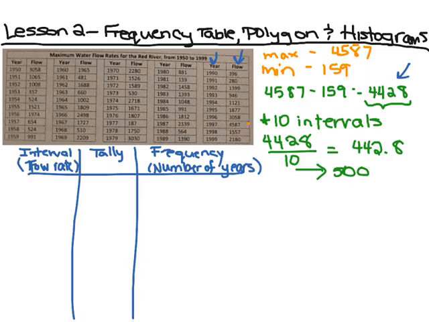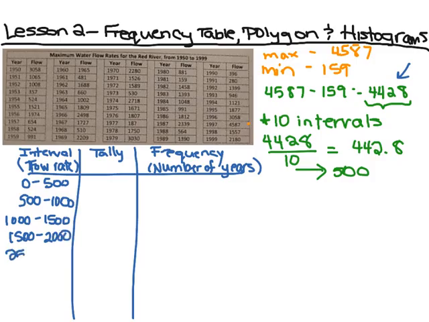So now we're just going to go through our information and we're going to tally it. And when you finish a piece of data, I would suggest either crossing it out or checking it off. So our intervals are from 0 to 500, 500 to 1,000, 1,000 to 1,500, and it goes all the way up to 5,000. So write in your intervals.